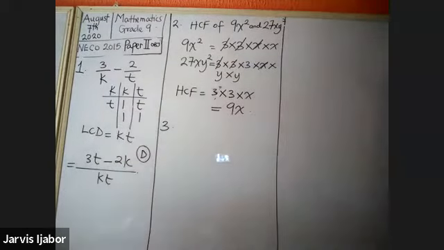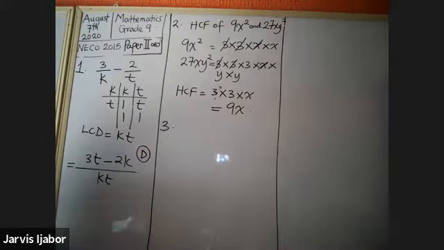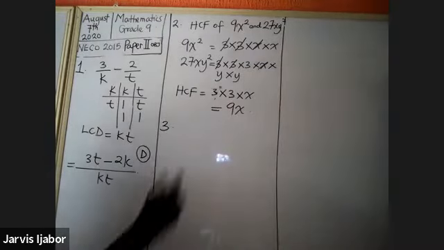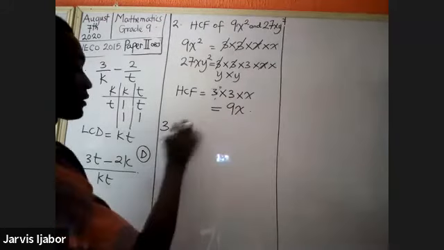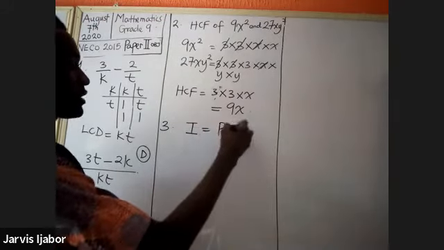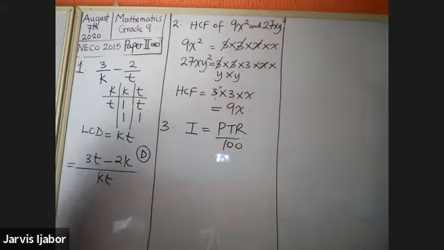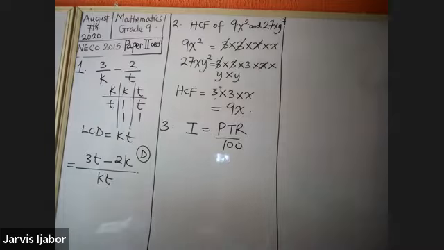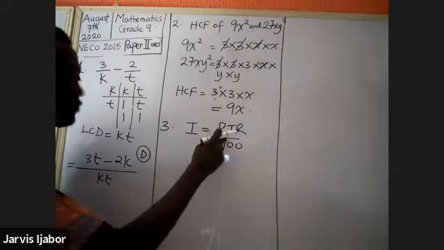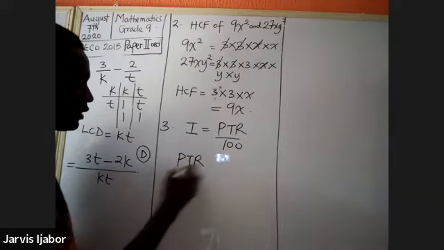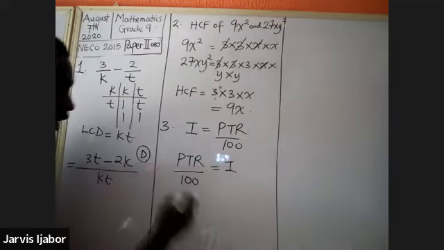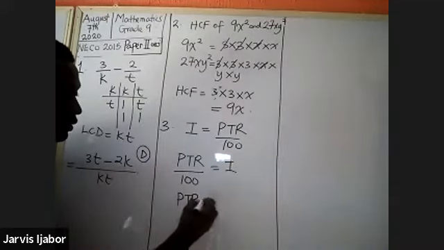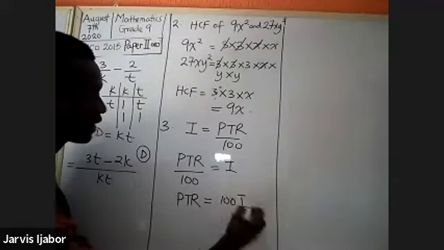Question 3. All right. Question 3 is testing your knowledge of change of subject formula. Interest I is equal to PTR over 100. We are told to make P the subject of the formula. So the first thing you do is to write PTR over 100 equal to I. You multiply through by 100, and you're going to have that PTR will be equal to 100I.